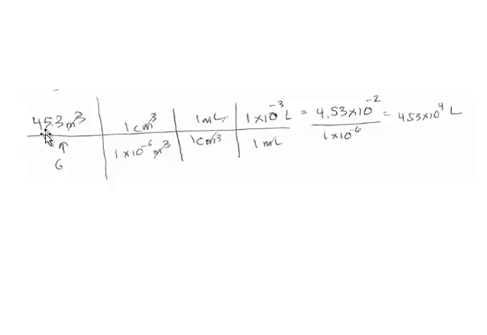And I began with 3 significant figures, so my final answer should have 3 significant figures. Even though these conversion factors only have 1 significant figure, they are considered to be infinite in precision or an exact number, and so therefore they're not going to affect the number of sig figs we have.